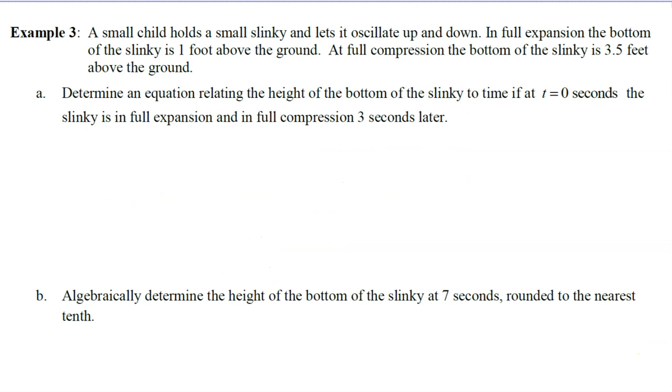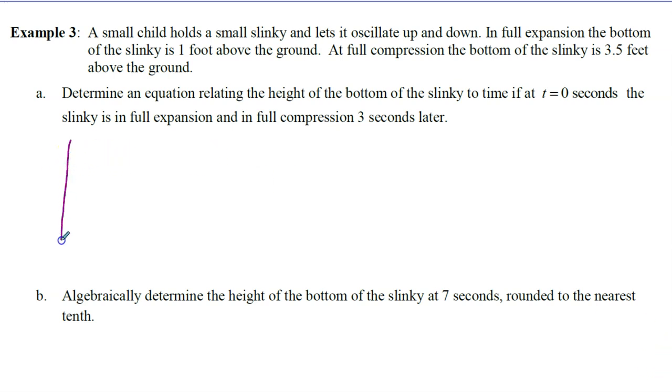A small child holds a small slinky and lets it oscillate up and down. In full expansion, the bottom of the slinky is 1 foot above the ground. At full compression, the bottom of the slinky is 3.5 feet above the ground. Determine an equation relating the height of the bottom of the slinky to time, if at t equals 0 the slinky is in full expansion, and it's in full compression 3 seconds later.